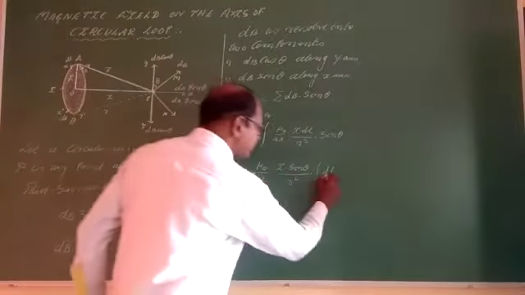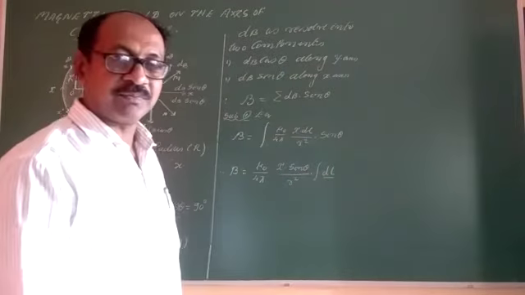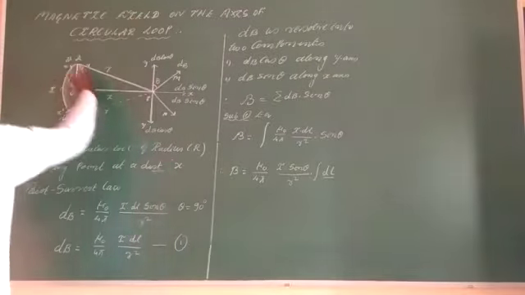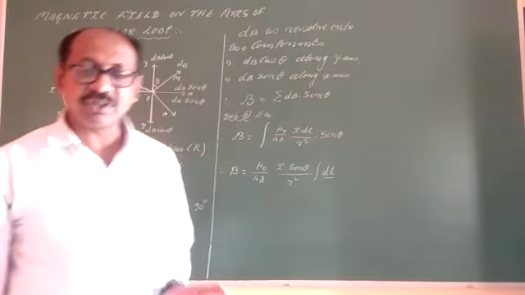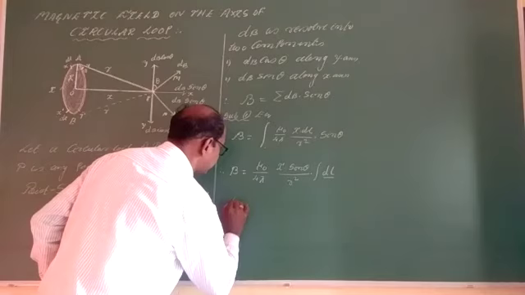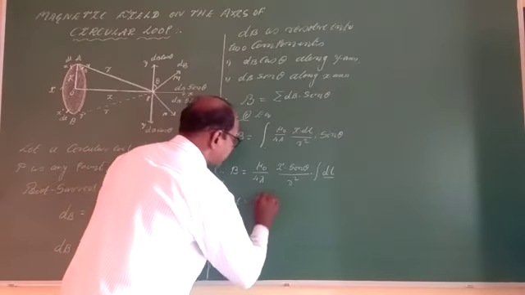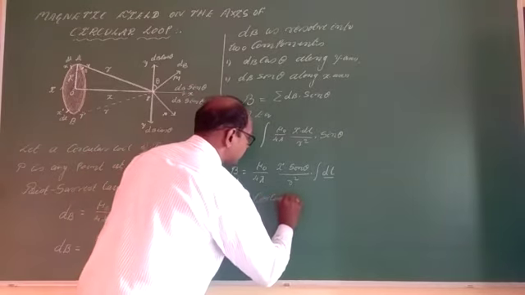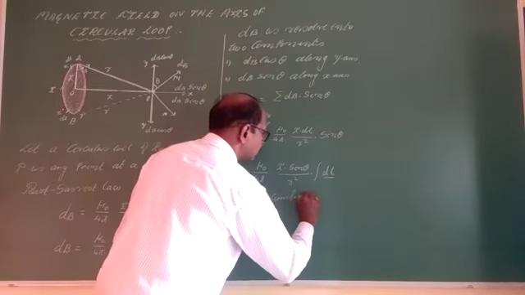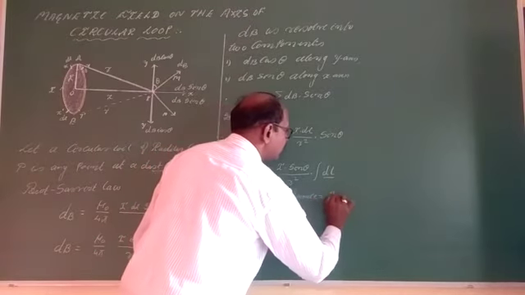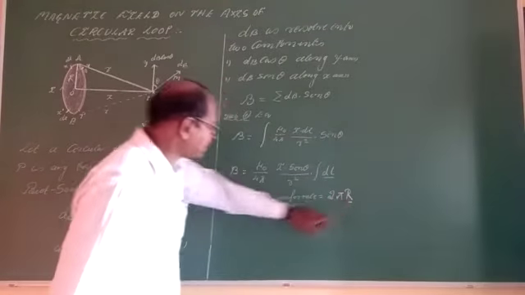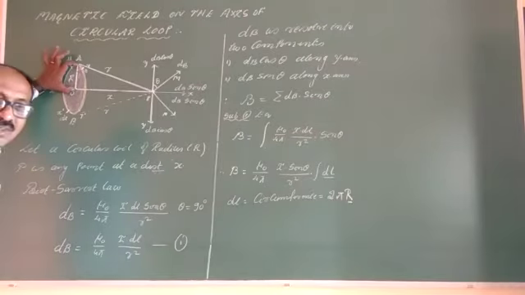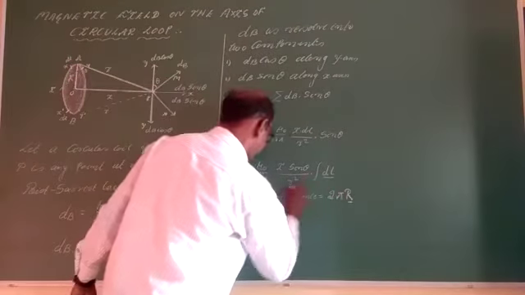Now let us understand the meaning of this. It is the length of this entire conductor. It is the circumference of the circle. So the integral of dl is equal to the circumference, that is equal to 2 pi R. Please observe this R, this is the radius of the circle. So therefore, 2 pi R. Let us substitute for this.